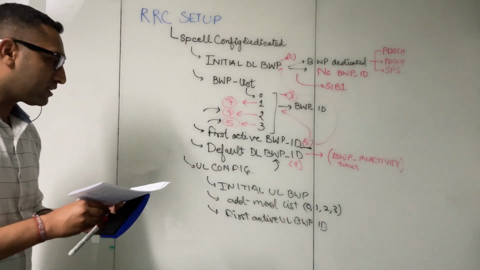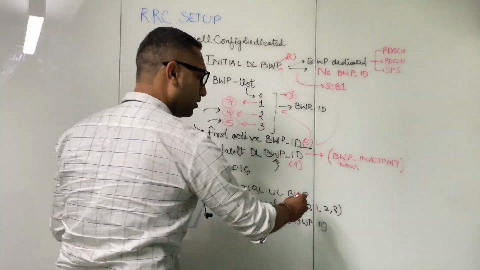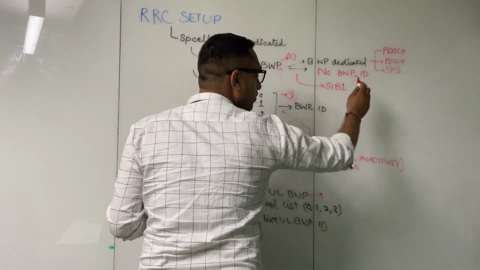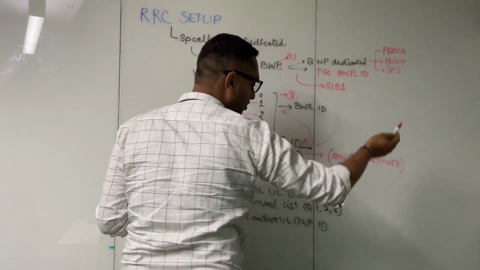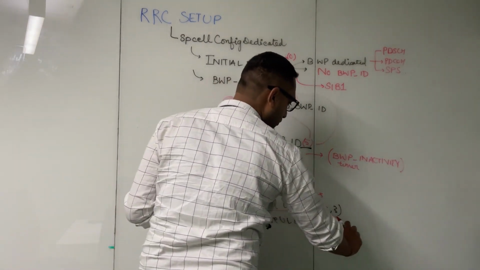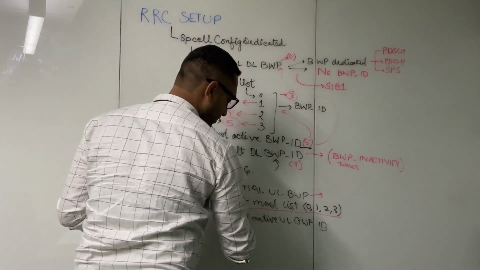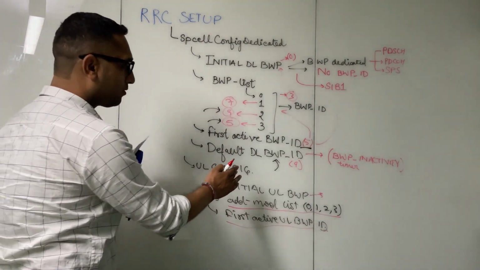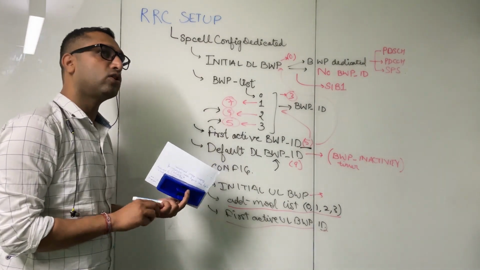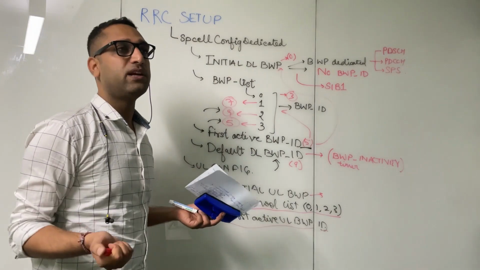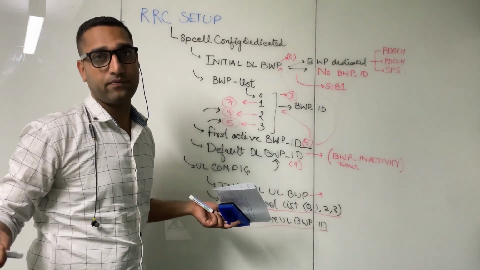So it's on the same lines. Initially it does not carry an ID, only contains dedicated stuff, PUSCH, PUCCH, etc. config. The add mod list provides another 4 similar ones, and first active becomes active after RRC reconfig. It does not have a concept of default UL BWP ID, because if there is an inactivity, then the UE does not need to send anything in uplink. It only needs to monitor downlink.